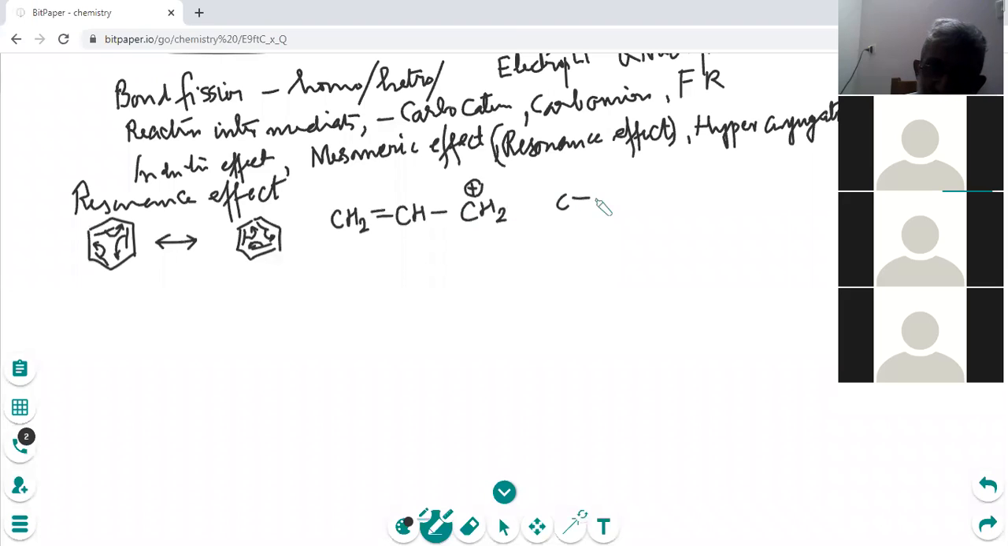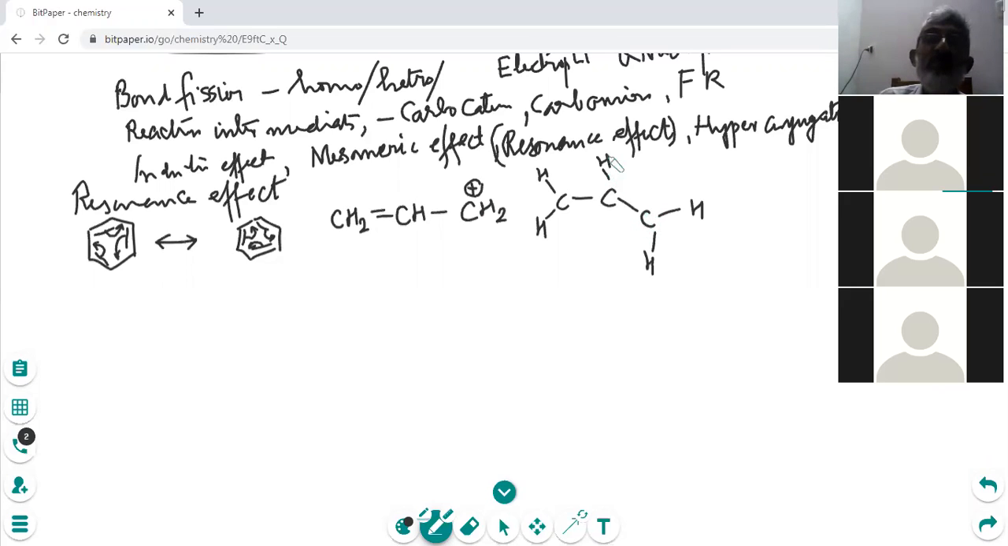See here. You have a carbon. You have a hydrogen here. You have a hydrogen here. You have a carbon here. And then you have a hydrogen here. And see, you have two more hydrogen atoms. And now see here, there is a pi bond between these two, and there is an empty orbital here.